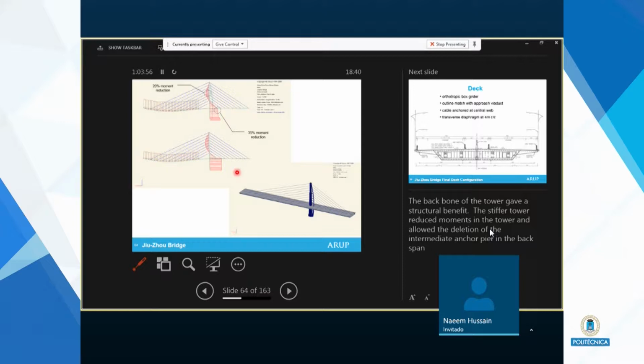You will see a lot of cable-stayed bridges where in the back span you have 2 anchorage piers, one at the movement joint and then one intermediate. But by putting in this stiff tower, we did away with this obstruction in the back span of an anchor pier.